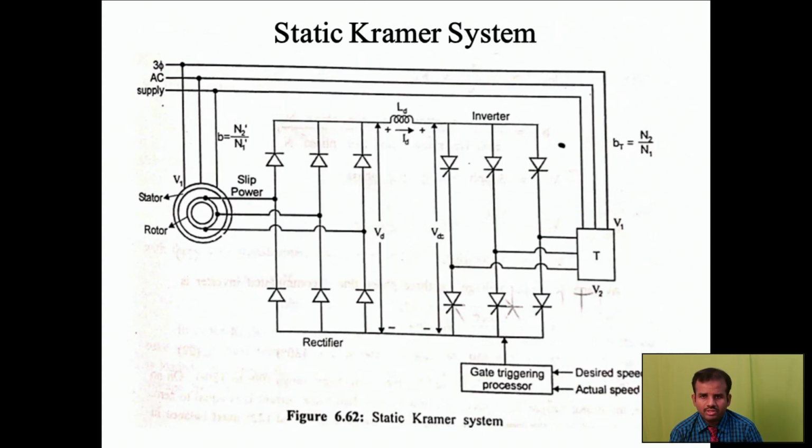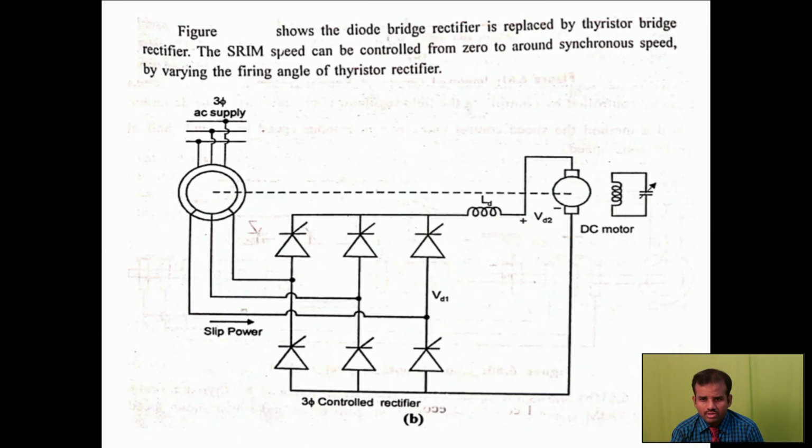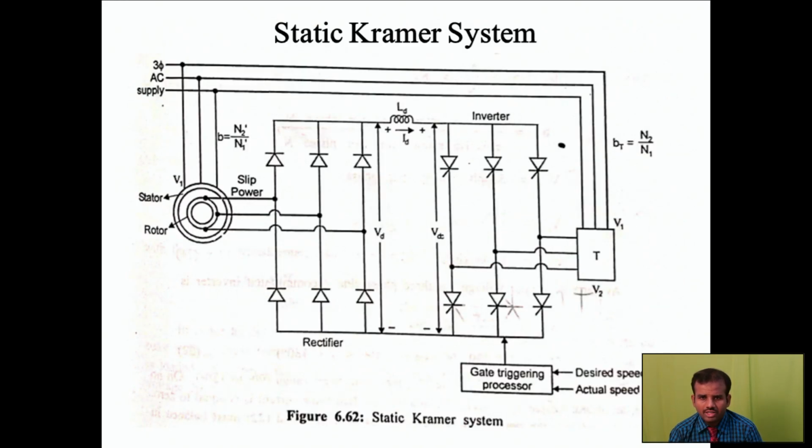So now we move on to the static Kramer system, which is similar to the modified Kramer system. This is the circuit diagram of the modified Kramer system. But now here this is the static Kramer system. Here we have to control the firing angle of this inverter circuit. We have to include one additional block, that is a gate triggering processor. To this gate triggering processor, we have to give the desired speed and the actual speed.